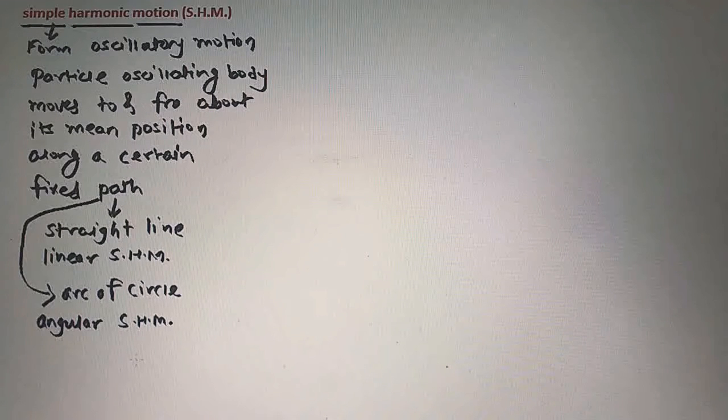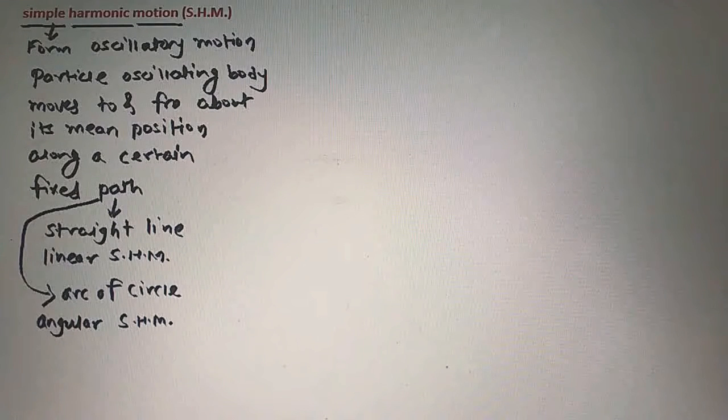So what is angular SHM? If the path along which the particle of an oscillating body moves to and fro about its mean position is an arc of a circle, then that is called angular simple harmonic motion. So if the path of the oscillating body is a straight line, then it is linear simple harmonic motion, and if the path is an arc of a circle, then it is angular SHM.